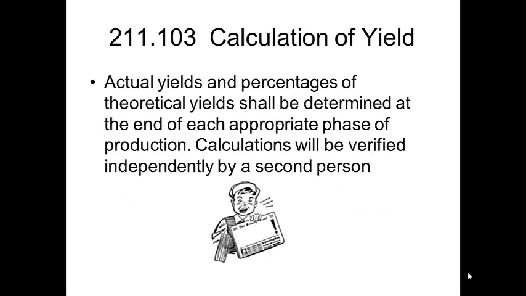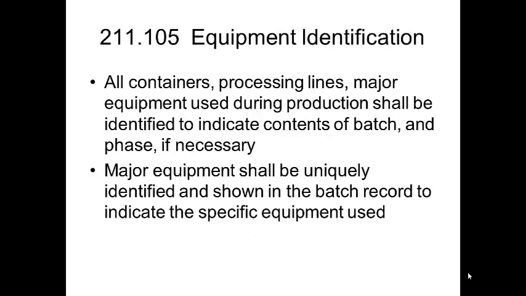103. Calculation of your yield. Actual yields and percentages of theoretical yield shall be determined at the end of each appropriate phase of production. Calculations are verified independently by a second person.